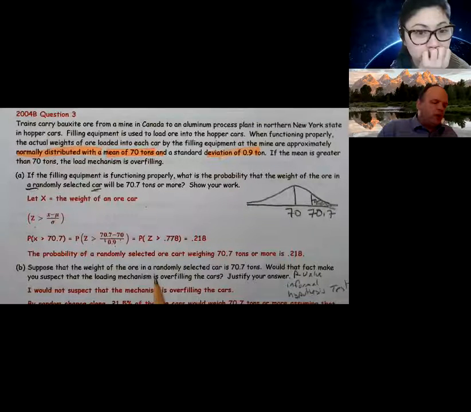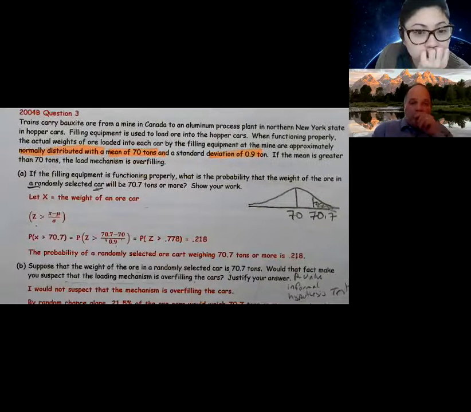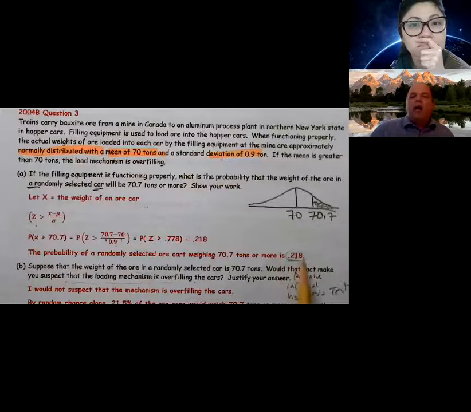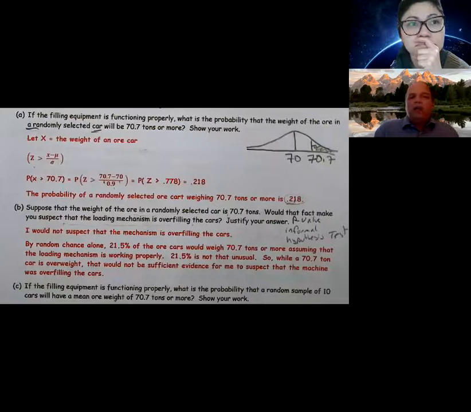So suppose the weight of the ore in a randomly selected car is 70.7 tons. Would that fact make you suspect the loading mechanism is overfilling the car? Well, the initial response is, it's supposed to be 70 and it's 70.7. So yeah, I initially think that, but I look at the chance of it happening, and that happens about 22% of the time. And it's like, well, that's really not that uncommon. So because it's not uncommon, I would not suspect the mechanism is overfilling the car, so I've now answered their question.